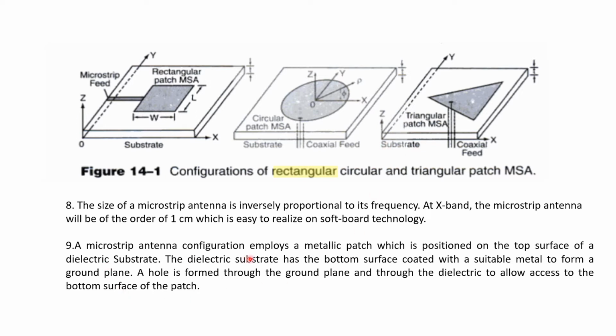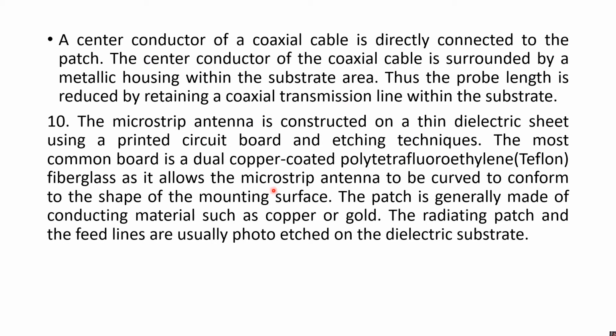Now another feature is that a microstrip antenna will employ a metallic patch which will be positioned on the top surface of a dielectric substrate. The dielectric substrate has the bottom surface coated with a suitable metal to form a ground plane. So the ground plane will not be conducting, only the upper antenna patch conductor will be conducting. And usually a hole will be formed in the ground plane and through the dielectric to allow access to the bottom surface of the patch.